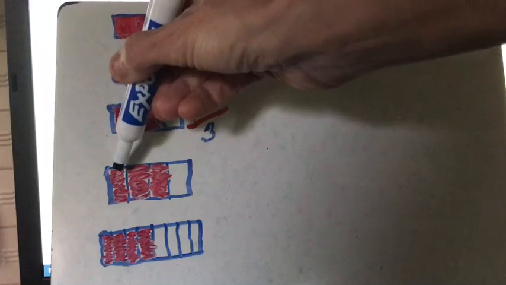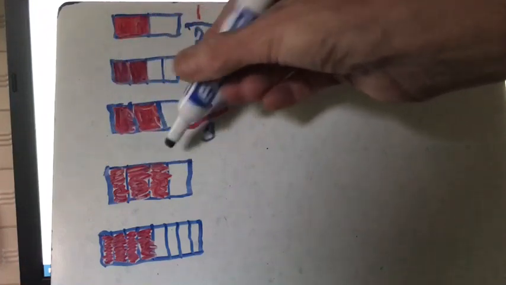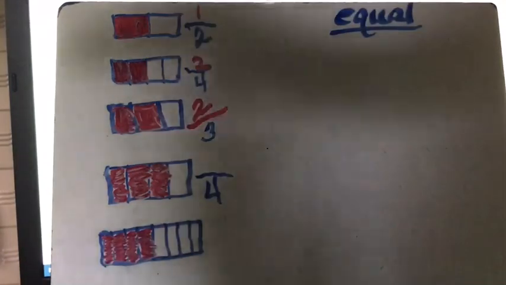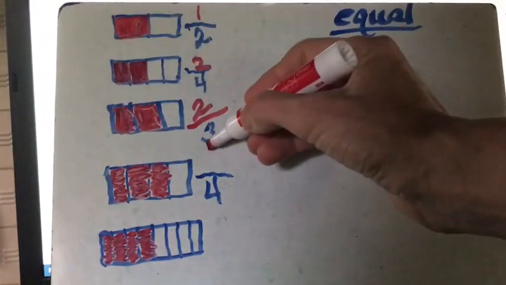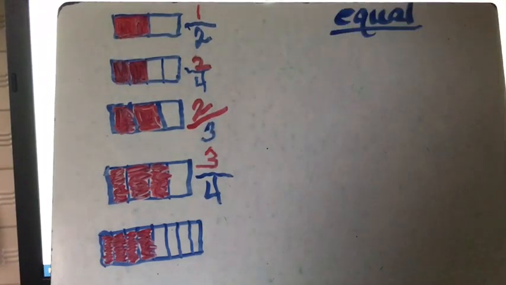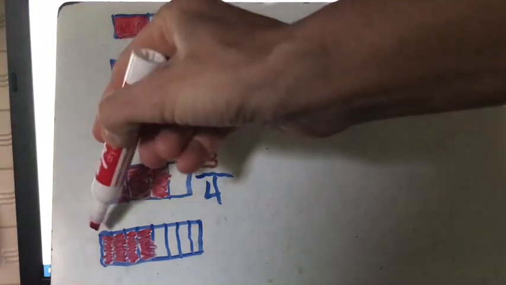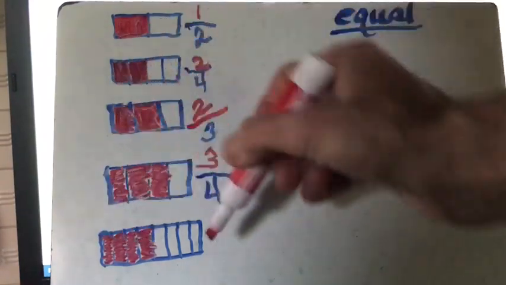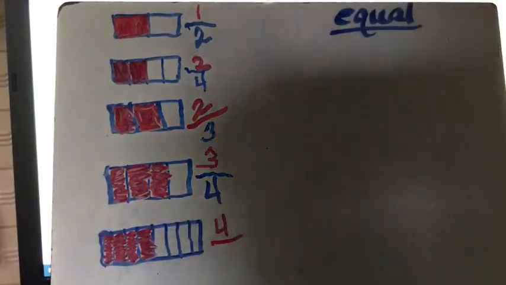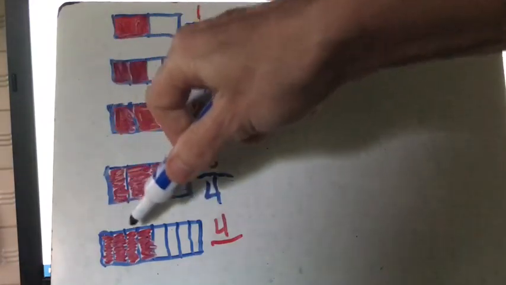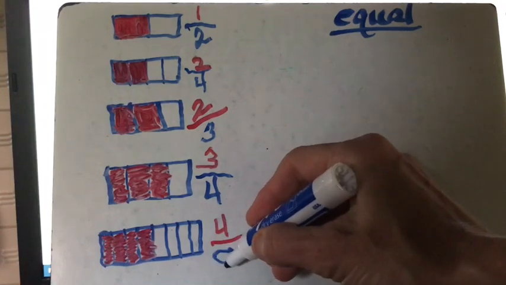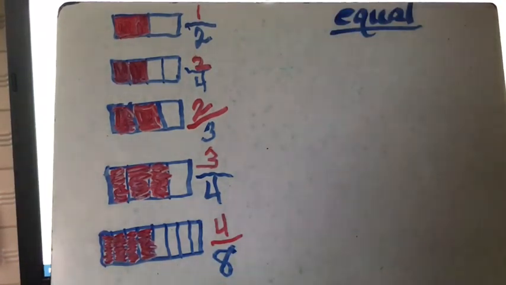Our next one, this option has 1, 2, 3, 4 total. My total always goes down on the bottom. And 1, 2, 3 shaded out of 4, or 3/4 shaded. How about my last one? I have 1, 2, 3, 4 shaded. And my total is 1, 2, 3, 4, 5, 6, 7, 8. 4 out of 8, or 4/8.